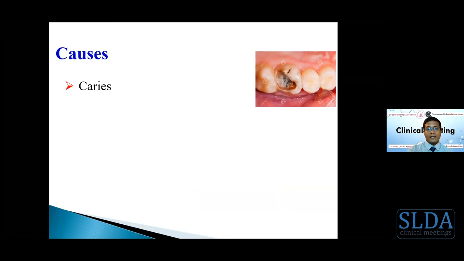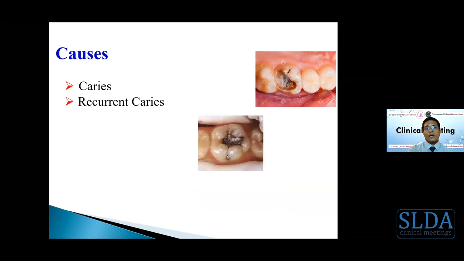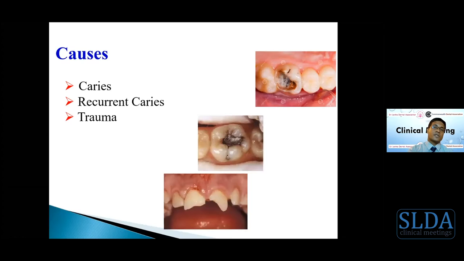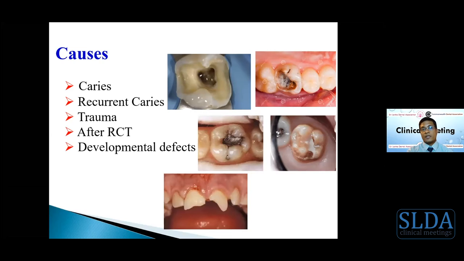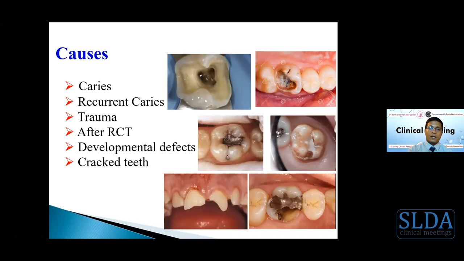Among many causes, following are the predominant causes for badly broken down tooth. Caries may develop into extensive cavities if not attended in early stages. Recurrent caries, particularly underneath the restorations, may go undetected and can end up as badly broken down tooth. Traumatic injuries, of course, can damage tooth structure badly. Large access cavities following root canal treatment of caries or traumatic tooth can end up with a lot of tooth substance loss. Teeth with developmental defects, such as amelogenesis imperfecta, dentinogenesis imperfecta, etc., also present with considerable amount of tooth substance loss. And cracked teeth, particularly with cuspal fractures, may also present as badly broken down teeth in a daily dental practice.